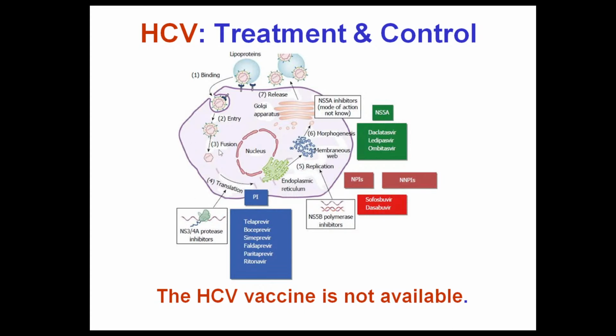So you can see here the places, or the targets, that are used. So we may have non-structural 3 to 4 protease inhibitors, and we have non-structural 5A inhibitors. These are those that inhibit the polymerase replication activity. And we think that due to these drugs, we may control the hepatitis C infection.